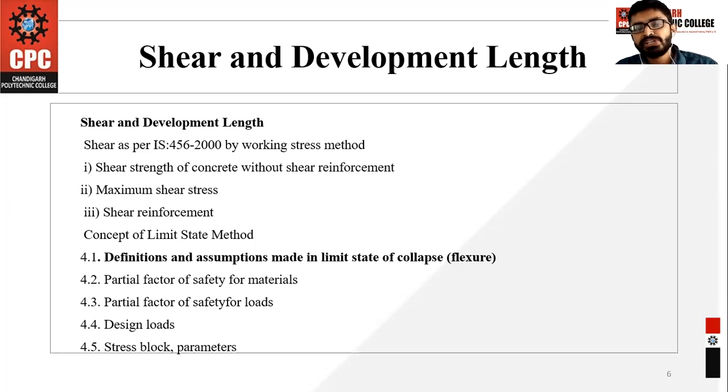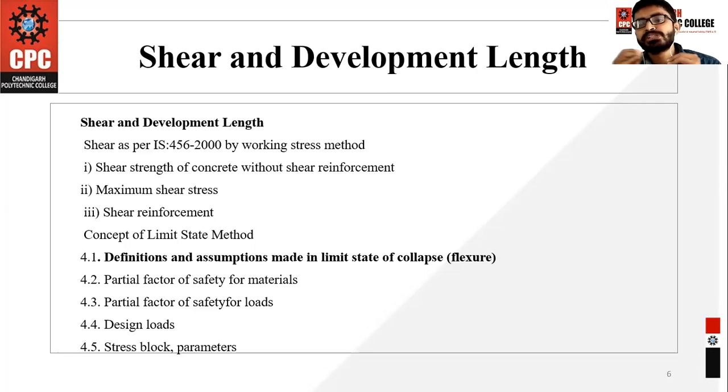Now I will talk about shear and development length. So what is shear and development length? Shear force is simply the transverse force that acts on a particular object. And the development length is the length of the steel bar which is provided to increase the length of the bar so that it can sustain the suitable load on the structure. Got it? These are the things you need to know in shear reinforcement.